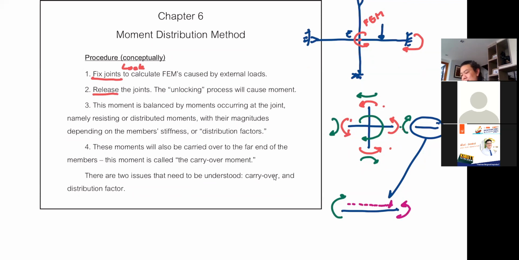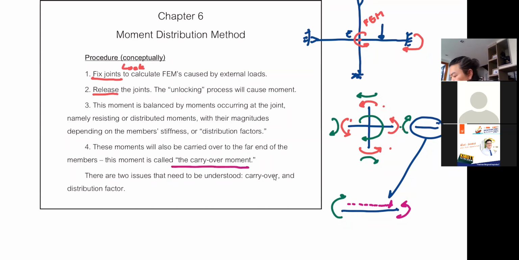So how much of the effect that this moment, which comes from the balance here at the joint, will cause the moment at the opposite end is another question that we have to answer. So, okay, this moment is carried over from this. So this is the moment that we call carryover moment.